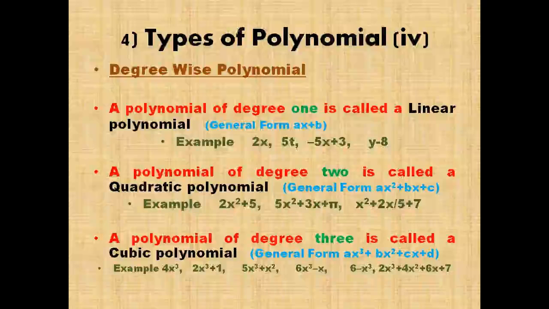So, quadratic polynomial, maximum how many terms will come? Yes, maximum 3 terms only. Minimum 1 term. Quadratic polynomial, cubic polynomial, biquadratic polynomial, anything, minimum 1 term is needed. Maximum, linear polynomial 2, quadratic polynomial 3, cubic polynomial 4, biquadratic polynomial 5.